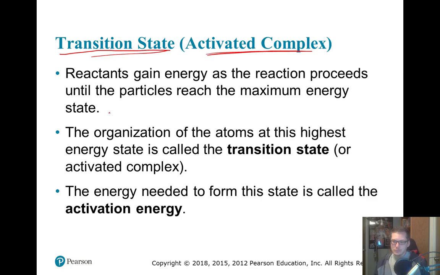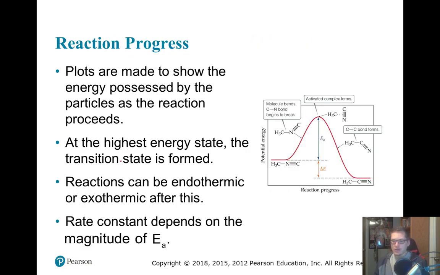What happens is you have your two reactants and they hit each other, and they gain energy, and then they reach a maximum energy state. This maximum energy state is known as the transition state or the activated complex. This is the most unstable arrangement of the entire reaction. The energy needed to form the transition state is known as the activation energy. This plot here is your reaction progress plot, your energy diagram, and you can use it to help you figure out what's going on in this reaction.